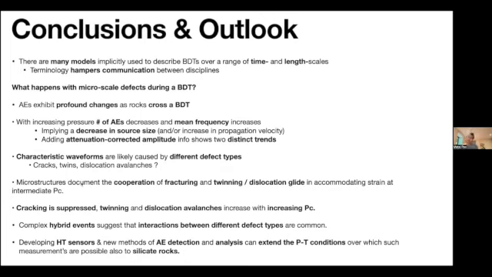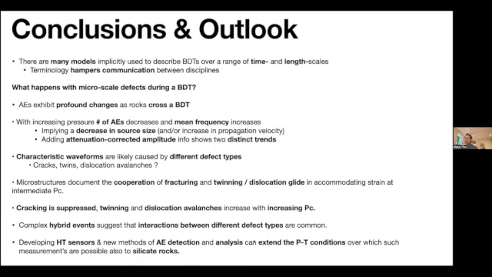The microstructure documents that the cooperation of fracturing, twinning and dislocation glide in accommodating strain is very common in these rocks, basically over the whole range of pressures. Cracking is suppressed, and twinning and dislocation avalanches become more pronounced as the pressure increases. We also observe complex hybrid events, which have signatures of both. That suggests that interaction between the defect types is very common.